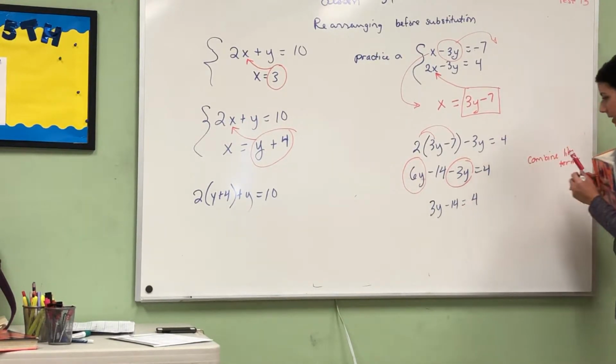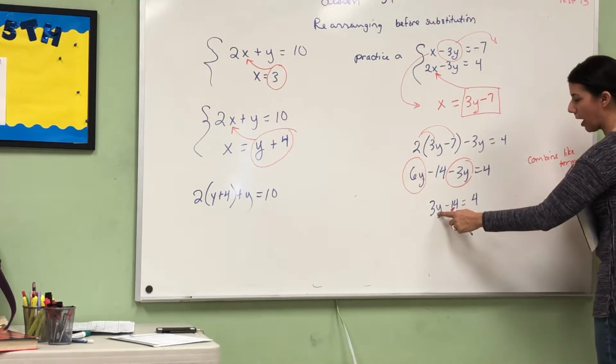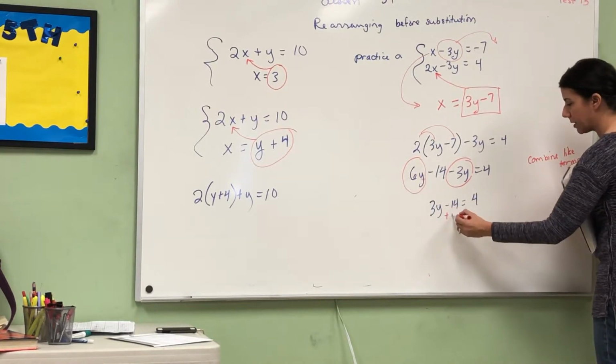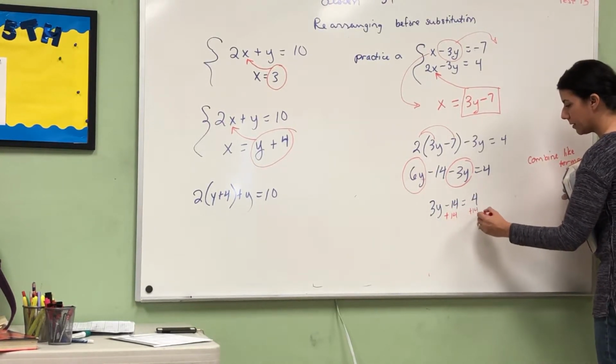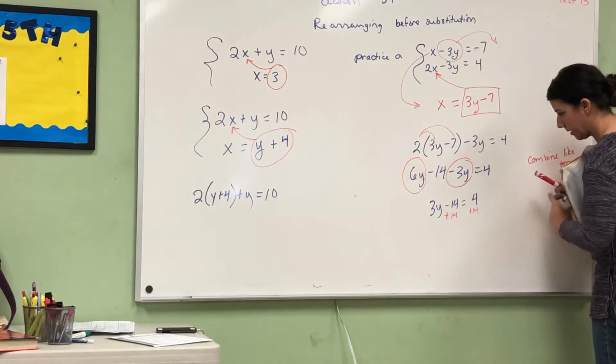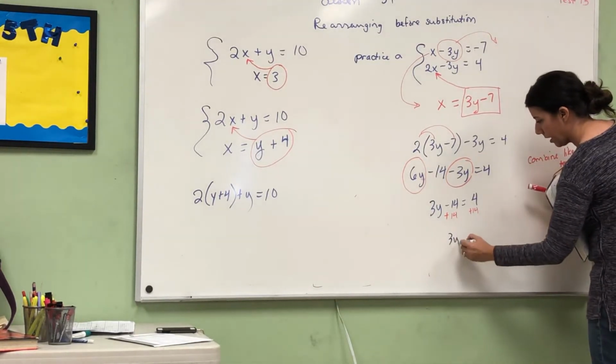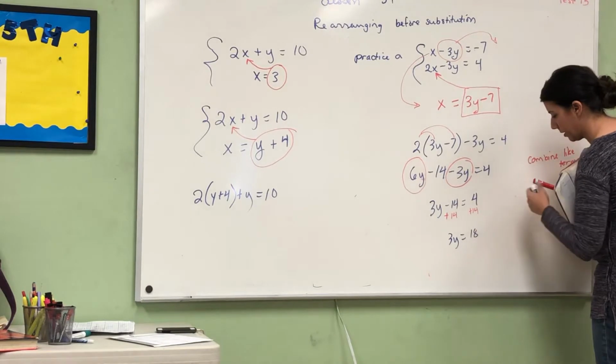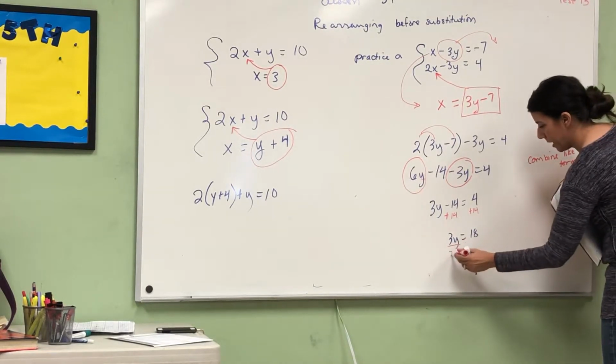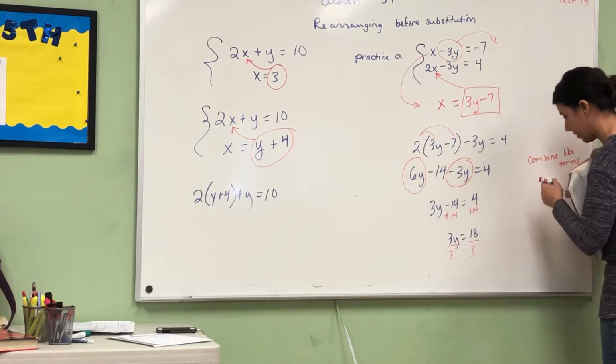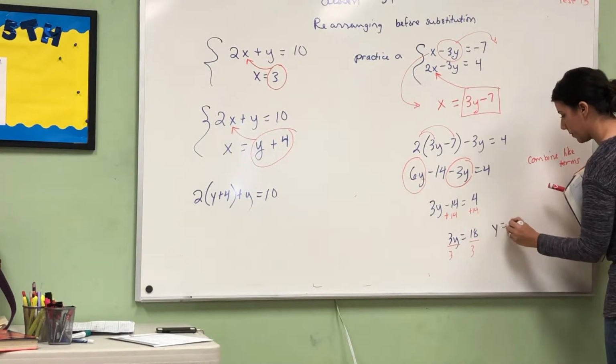Now I still want to isolate the variable. I want to isolate that y. So I have to add 14 to both sides. And then I get 3y equals 18. Divide by 3. Y equals 6.